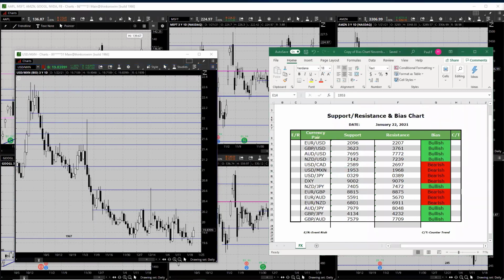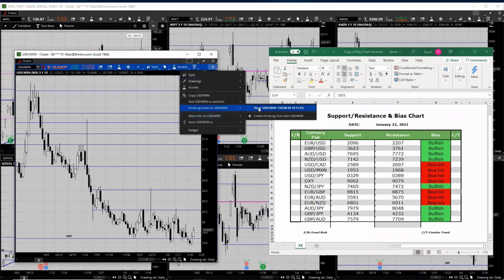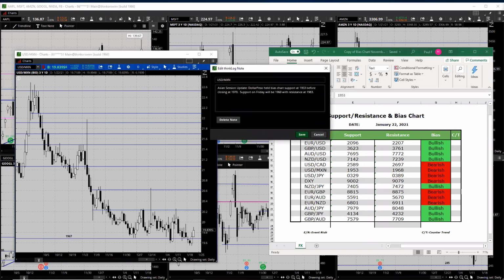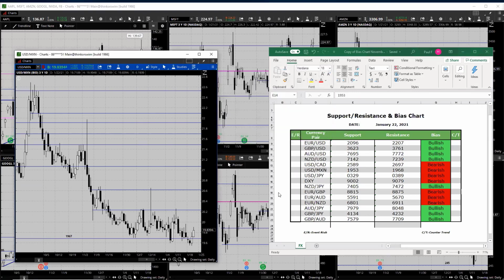Onto the dollar peso. The dollar peso held bias chart support at 1953 before closing at 1970. Support on Friday would be 1960 with resistance at 1983. Well, you can see we're pressing right here. We've actually gone a little bit higher past that 1983. Let me see, we've been up as high as 1990. You see these wicks right here coming across? They're at 1988. So we'll just go with that, 1988.